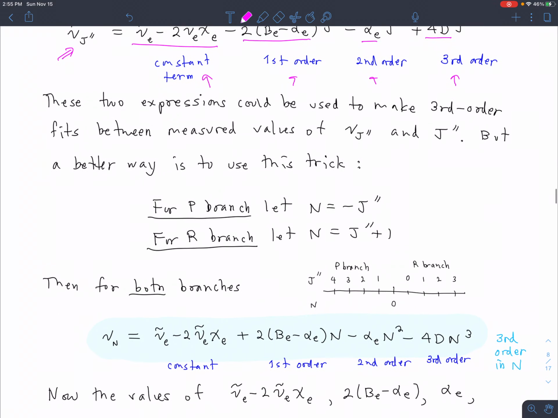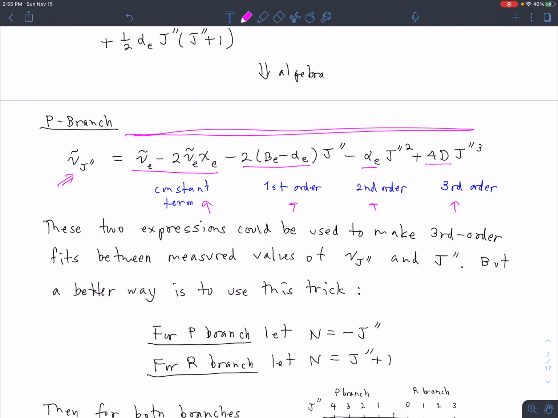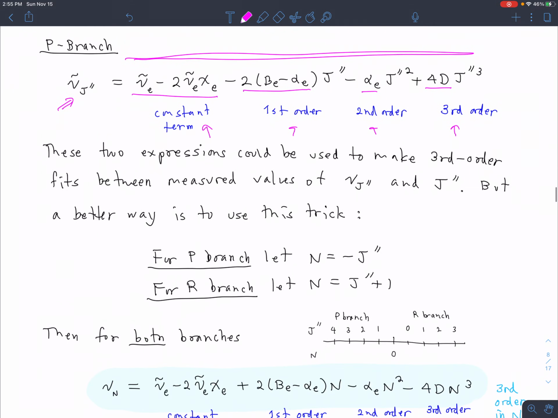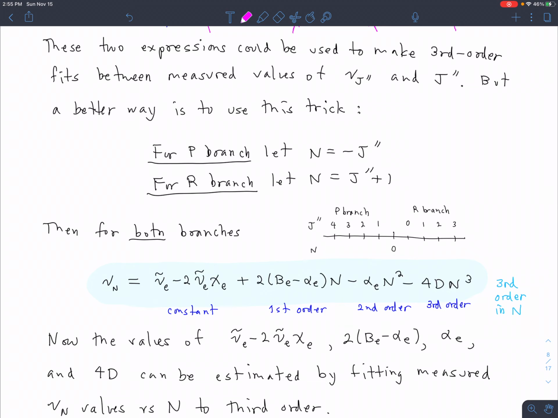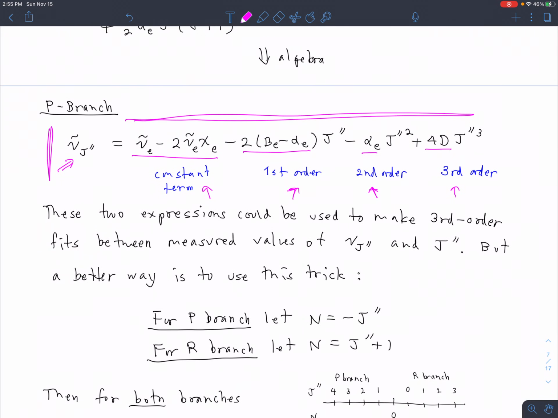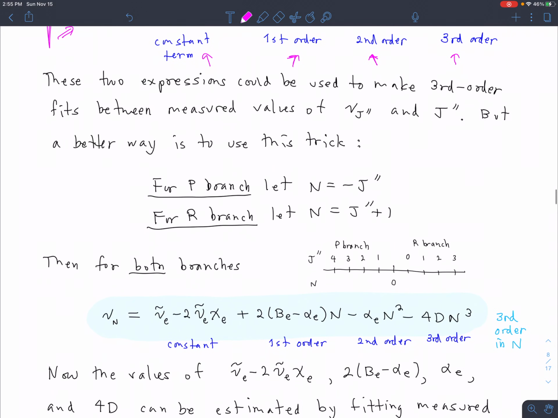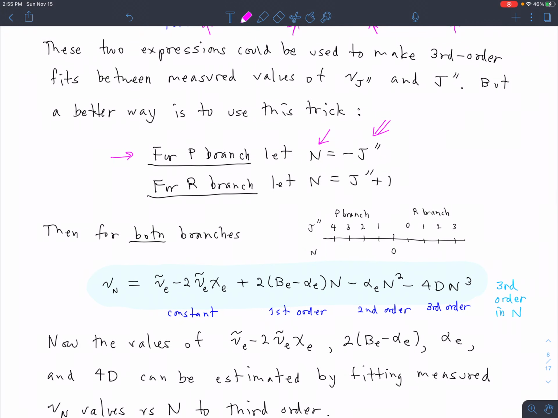All right, that's all fine and would work, and I don't recommend people doing it that way because there's an easier way that we're going to talk about now, but it would work just fine. However, there is a trick that allows us to, instead of doing 2 different sets of fits, just do 1 set of fits, and that's to define a new variable, a new quantum number in effect, capital N, which is equal to minus J double prime for the P branch, and equal to J double prime plus 1 for the R branch.